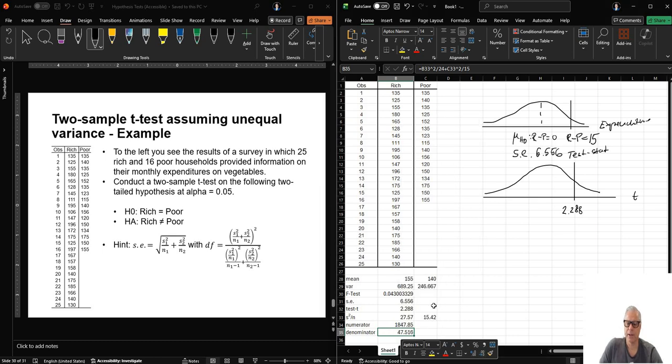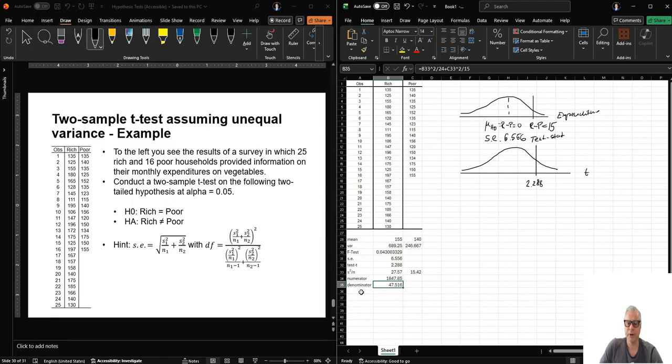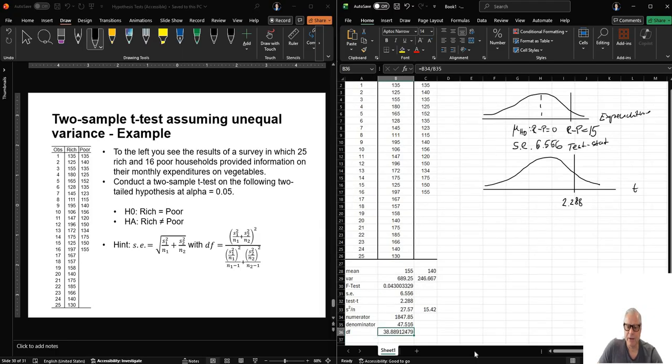And now we can calculate the degrees of freedom, df, which is the numerator divided by the denominator, and we get 38.89. Okay, so then we have to round that up to 39. So we have 39 degrees of freedom. So you round up that number.